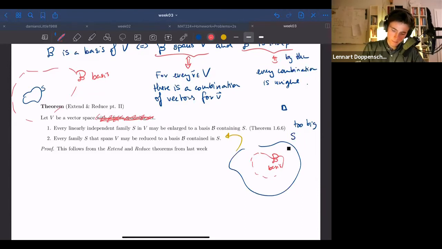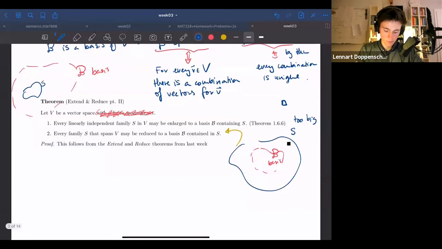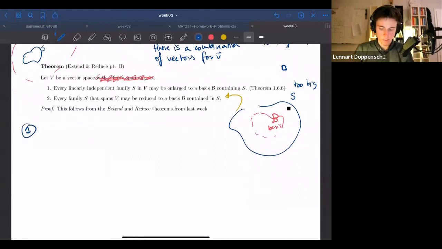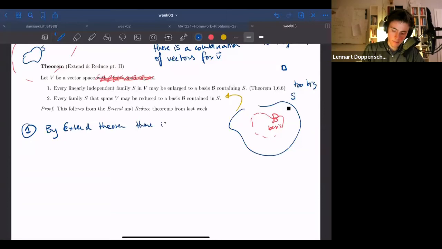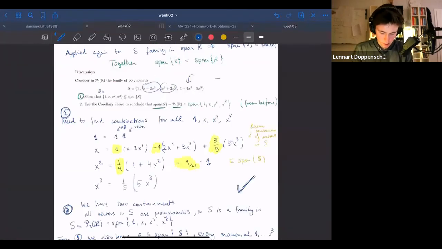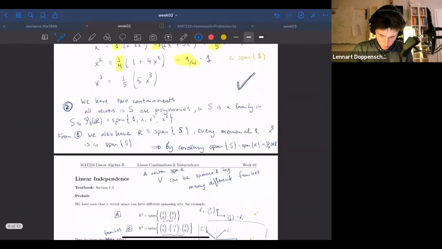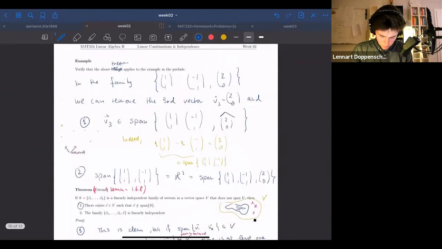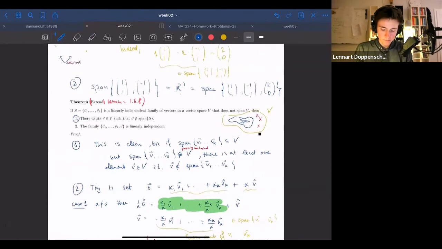So let me just do this case by case. If we have an independent set in V which doesn't span V, then by the extend theorem, let me just show you what I mean. Right, so this is the extend theorem. It says that if it doesn't span the whole space, then Zoom disappeared.